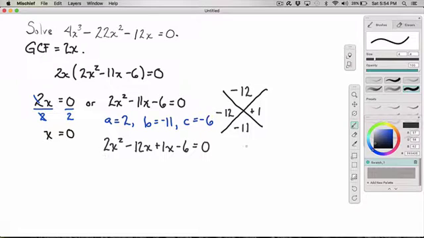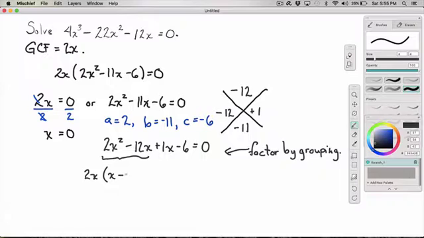Now we can factor by grouping. Since we have 4 terms, I'm going to factor by grouping. In my first group here, my greatest common factor is 2x. So I take a 2x out, and I'm left with x minus 6. And in the second group, it looks like I can factor a positive 1. So I'm going to write plus 1. That's going to leave me x minus 6. The whole problem still equals 0.